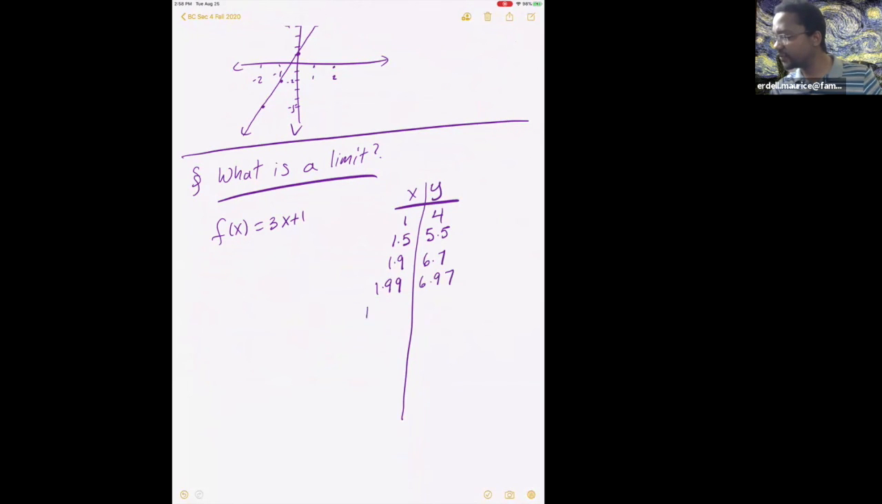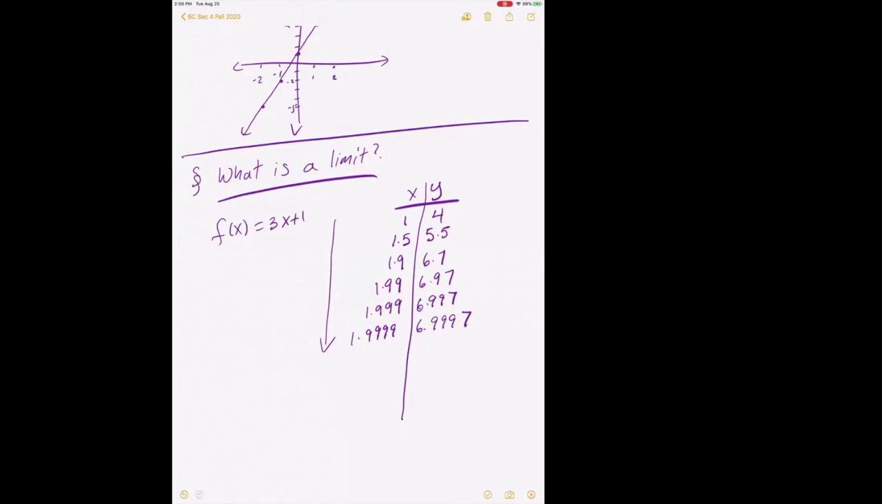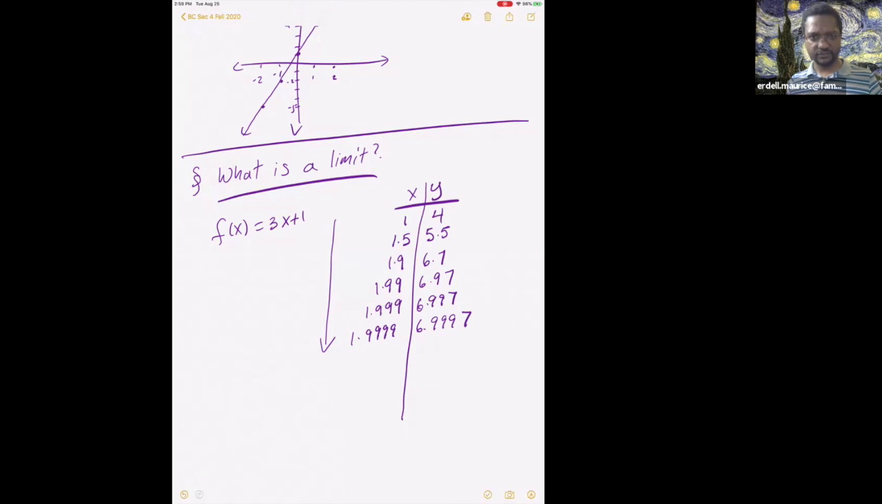By plugging in 1.999, this time 3 nines, I get 6.997. Then I'm going to plug in 1.9999, and if I plug that into the function, I'm going to get an answer of 6.9997. Question: this process that I'm doing right here, can I keep going? Can I keep adding nines? Yes. The answer is yes.